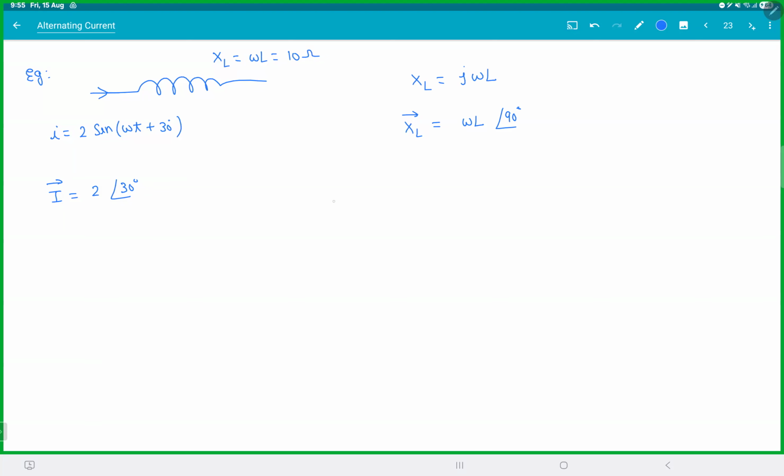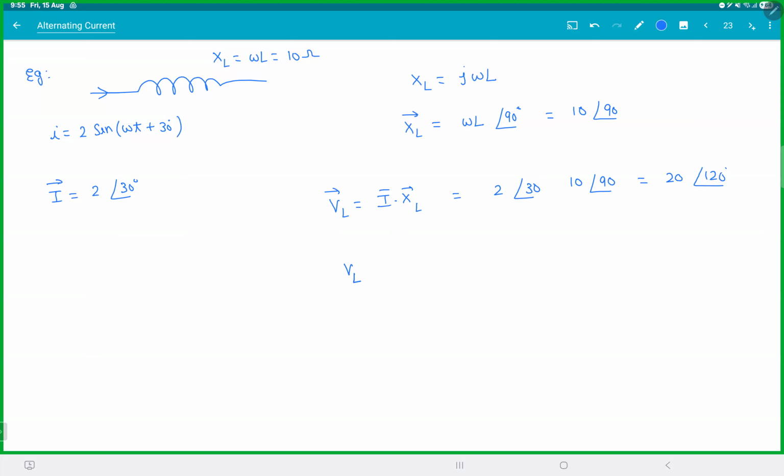What do you want to find? Voltage. So voltage across the inductor is equal to current into reactance. V is equal to IR. There, that is the thing. Once you convert everything into phasors, your Ohm's law comes back. You can't do Ohm's law on sine functions. You can't do Ohm's law on complex numbers. But once you create a phasor, you get everything. So this will be 2 into 30. Omega L was 10 into 90. So this will become 20, 120 degrees.